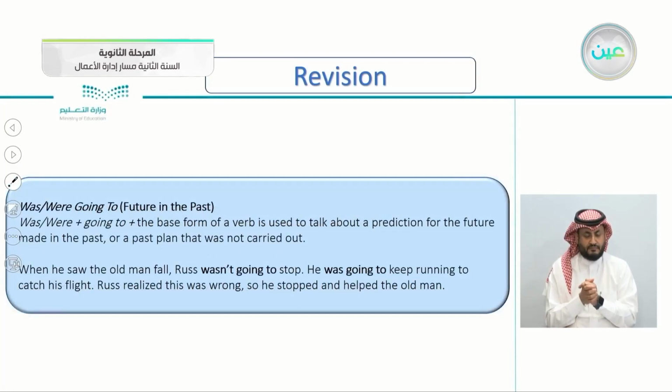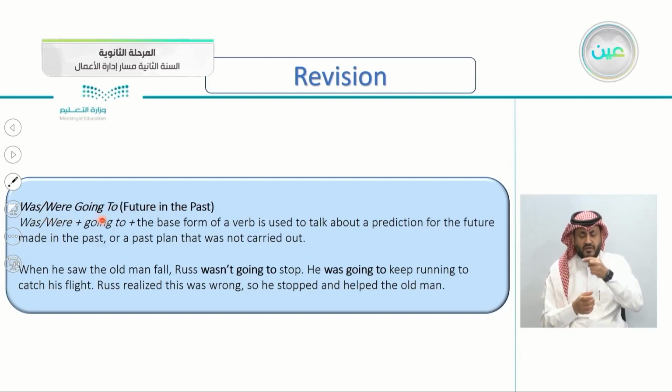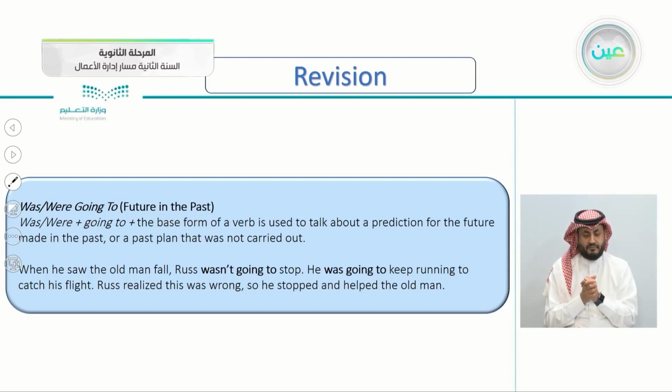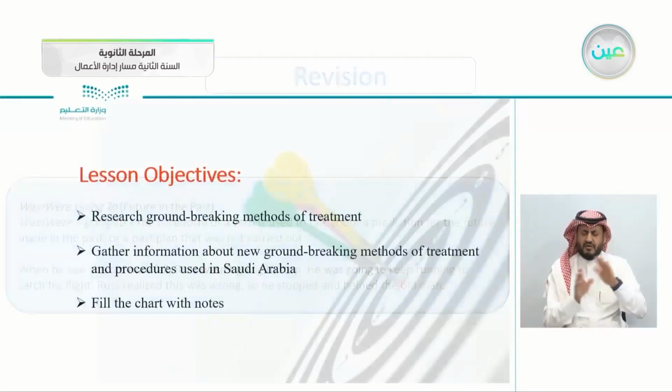Of course, we also learned about was or were going to, future in the past, when we were talking about the future in past event. The form here is was or were plus going to plus the base form of the verb. I was going to help him. I was going to pay, for example, and so on, to talk about future plans in the past.